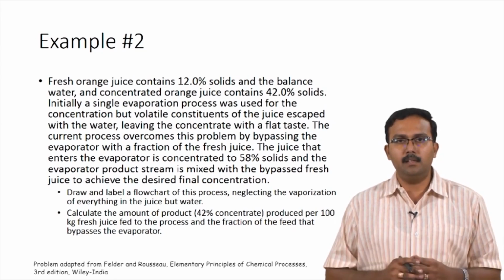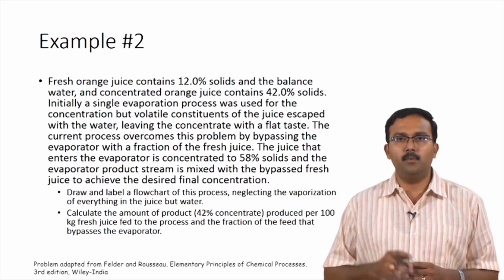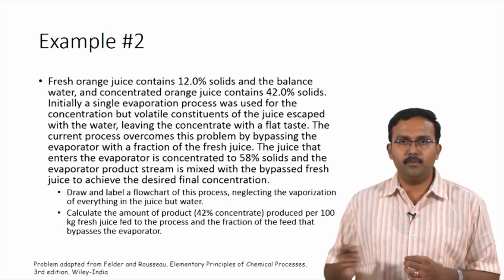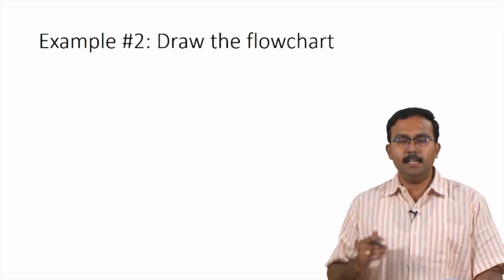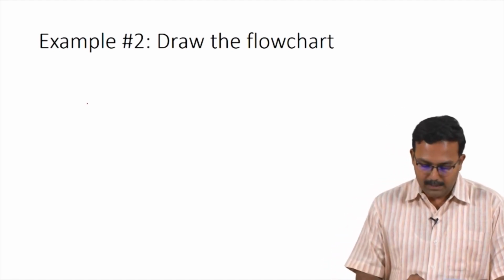As we had done earlier, understanding all the processes which have been given and drawing the right flow chart with the proper labeling will make our calculations reasonably simple. Let us start with drawing the flow sheet for this problem. The problem statement gives us that fresh juice containing 12% solids and the rest as water is entering into the system. So, let us start with that.